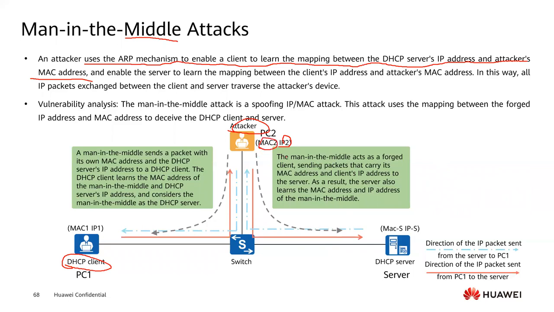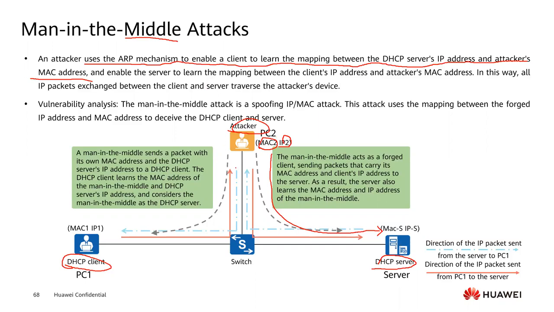And then it sends another ARP reply, or a gratuitous ARP, to the DHCP server, telling it, I am IP1 and my MAC address is MAC1. The result is that all the traffic between PC1 and the server will pass through PC2. Actually, it is a terrible result. It means PC2 can monitor all the traffic between PC1 and the server, and it can modify the traffic, for example all data that you post to the server, or all the data that the server sends to you.